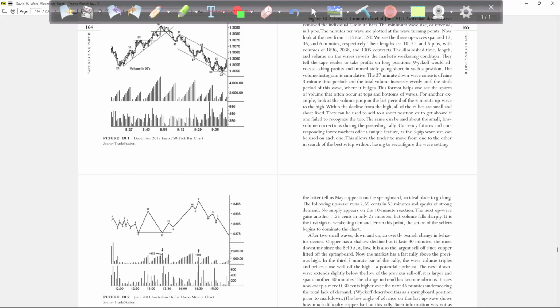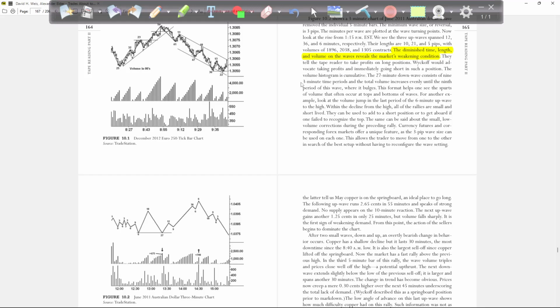The diminished line length and volume on the waves reveals the market's weakening condition. They tell the tape reader to take profits on long positions. Wyckoff would advocate taking profits and immediately going short in such a position.